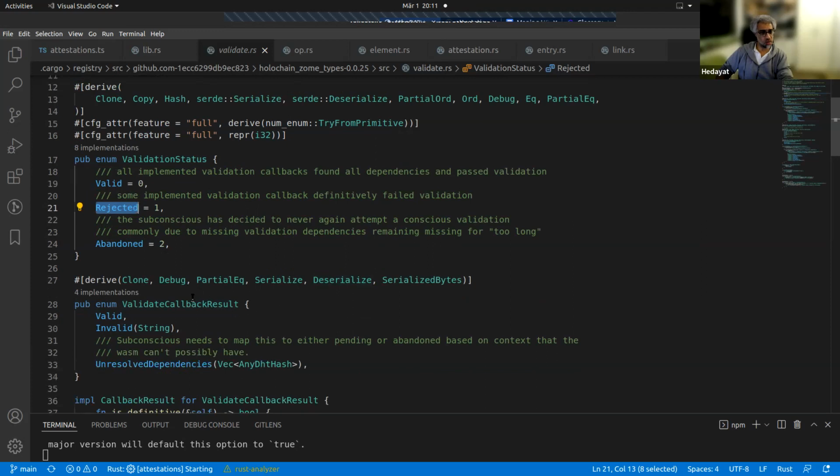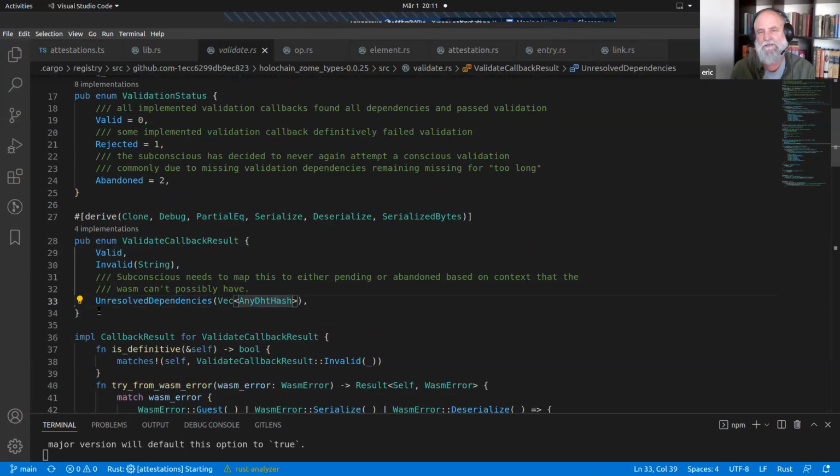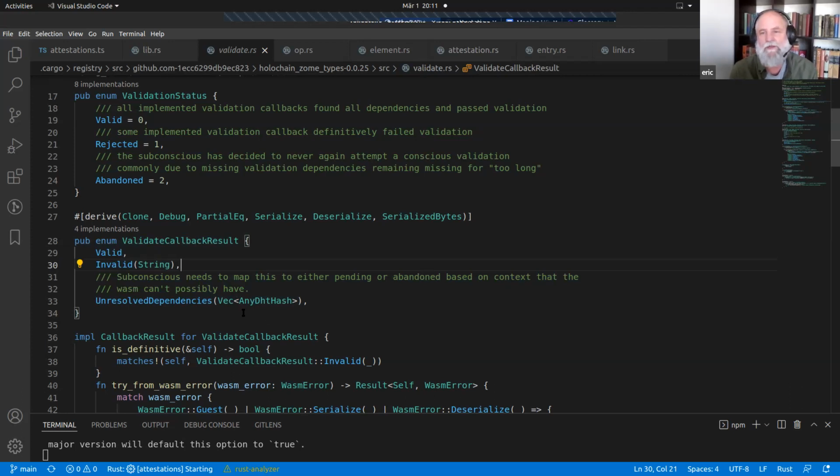Yes, same as this one. Remember what we said: you go and look for it, you try again, but the subconscious has to say, okay, I'm not going to keep trying. At some point it's going to abandon trying to validate a particular DHT op if nobody is ever answering back. Great. So we don't know that it was valid, we don't know that it was rejected, but we did finally abandon it at some point.